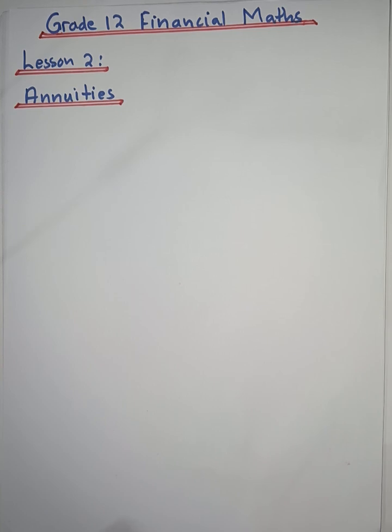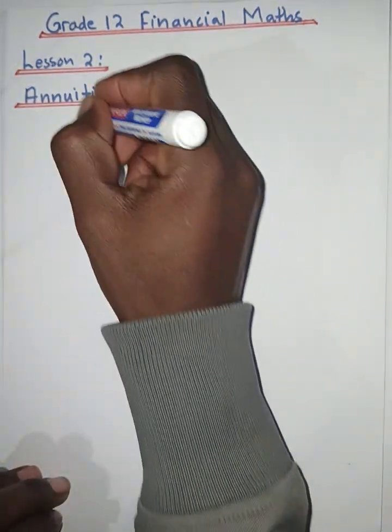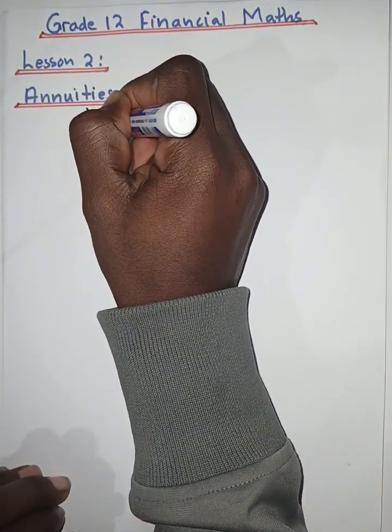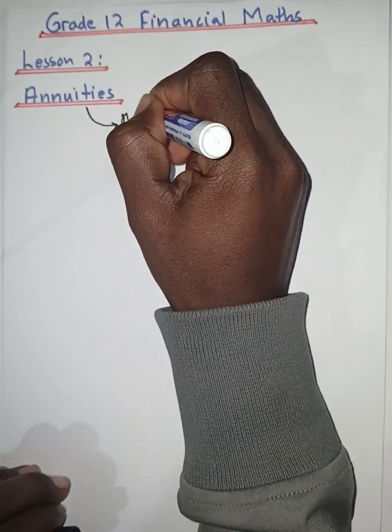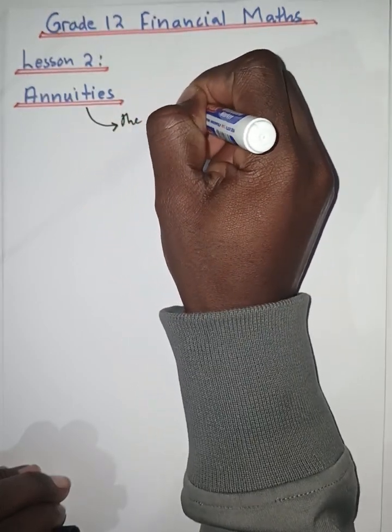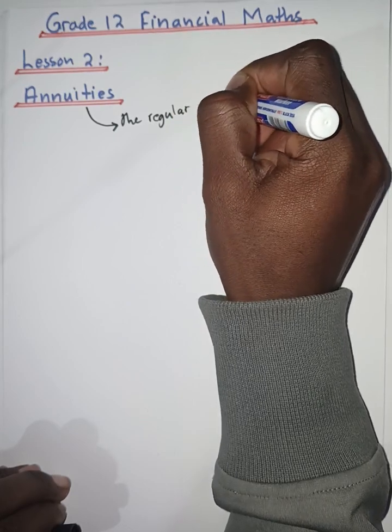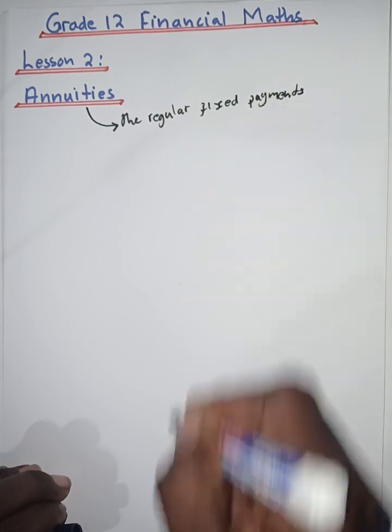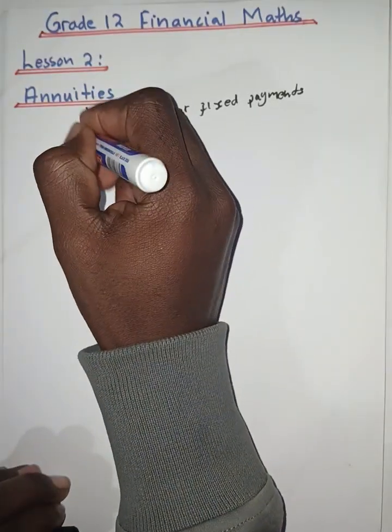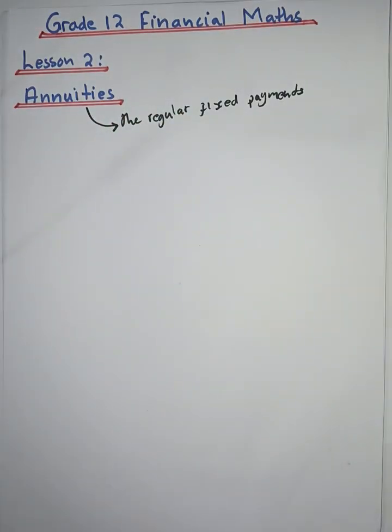So we have two types of annuities. Let me just write the definition: an annuity is a regular fixed payment. Now we have two types of annuities. We have the future value annuity and the present value annuity.